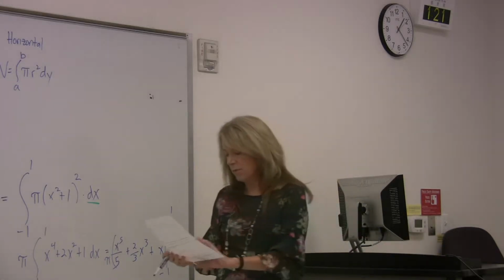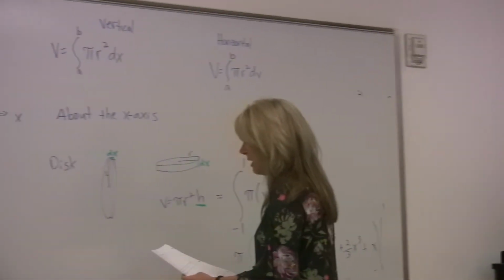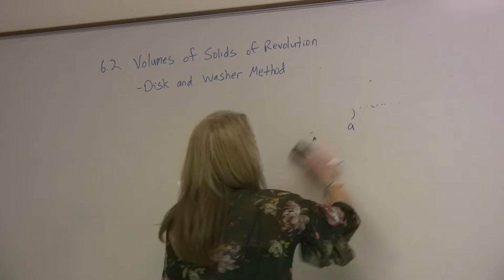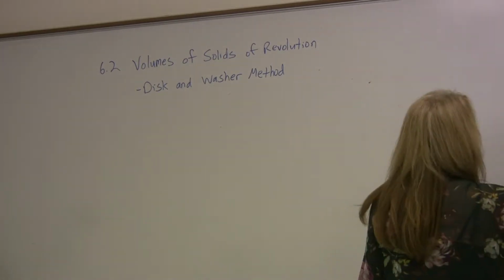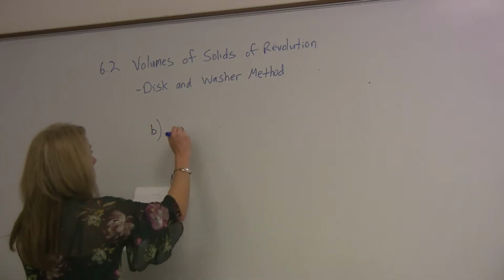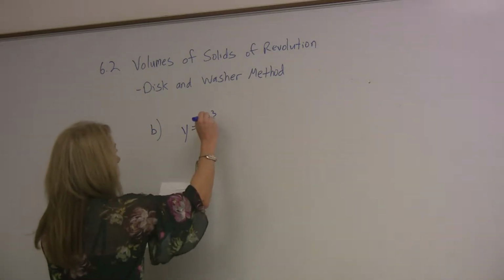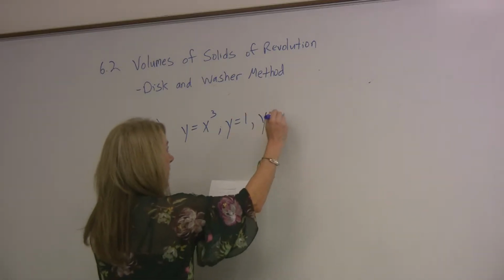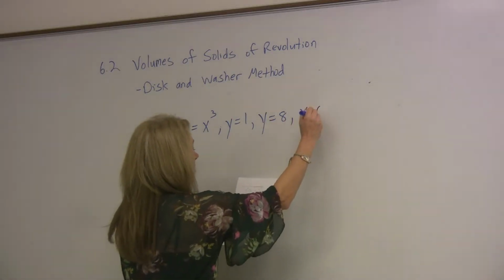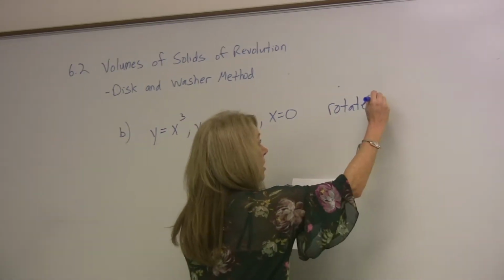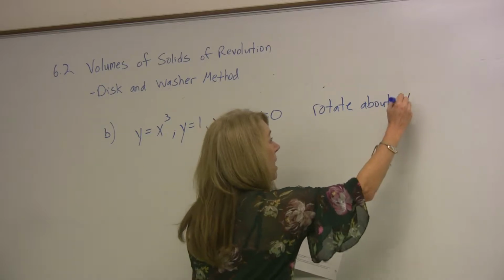Okay, so let's do another example. Over on page 8, example B. We have y equals x cubed, y equals 1, y equals 8, x equals 0, and we're rotating about the y-axis.